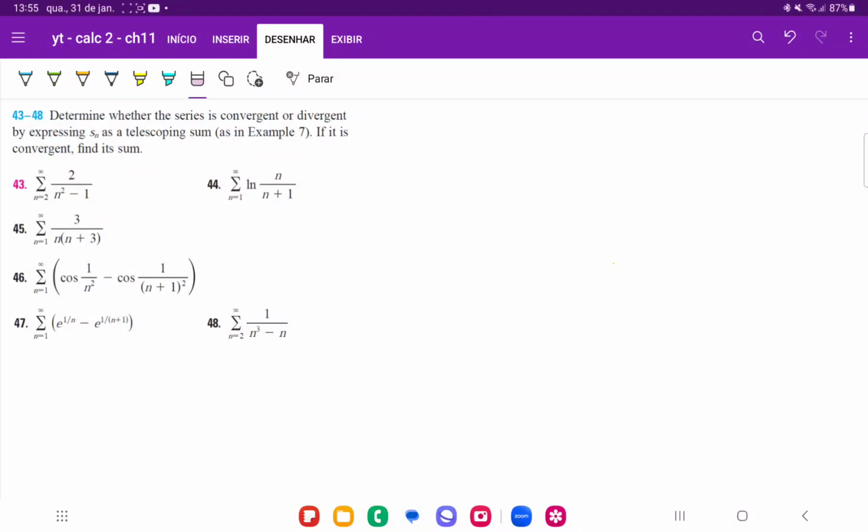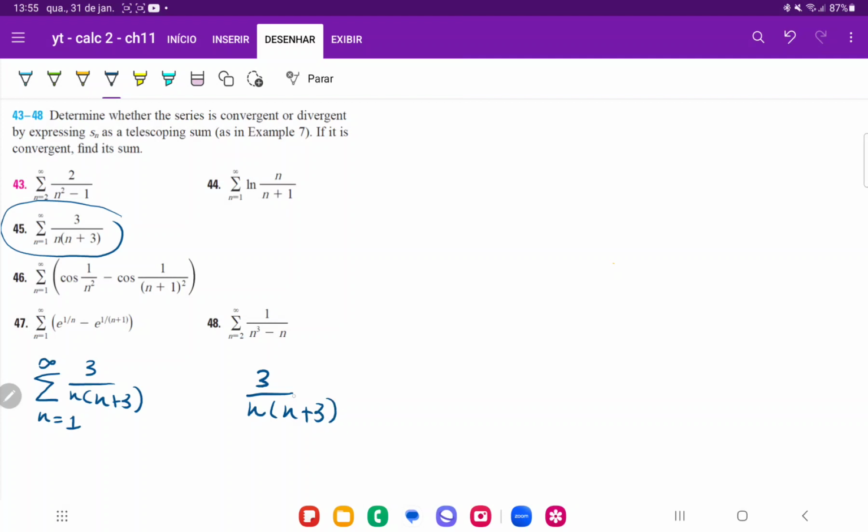For number 45, we want to determine whether the series here is convergent or divergent by expressing it as a telescoping sum. So what we're going to do here is decompose this at first using partial fractions. So, the sum from n = 1 to infinity of 3 over n times (n + 3). And now let's take this 3 over n times (n + 3) and decompose it.